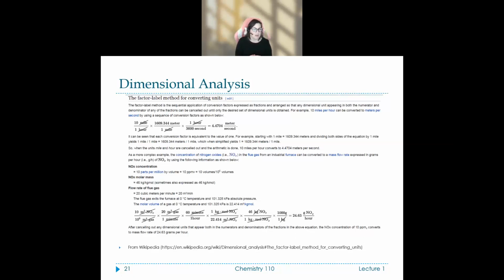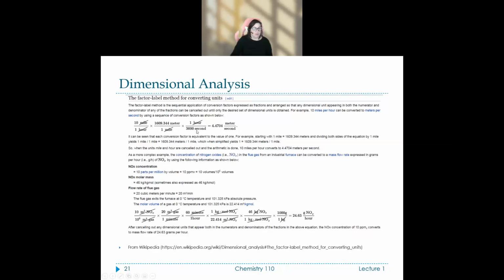For example, 10 miles per hour can be converted to meters per second by using a sequence of conversion factors as shown below. 10 miles per 1 hour. And it said 10 miles per hour, but we've added expressly the 1 hour. I know that there's 1609.344 meters per mile. That's a conversion factor that you would be given or that you might be expected to know. Not here, but that's a conversion factor. Okay, awesome. And then, excuse me, 1 hour is 3,600 seconds. Again, conversion factor for that.